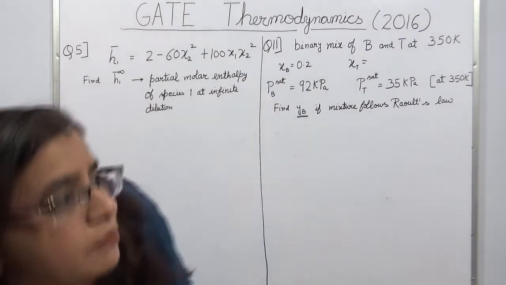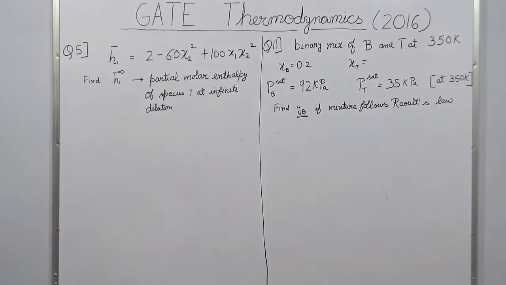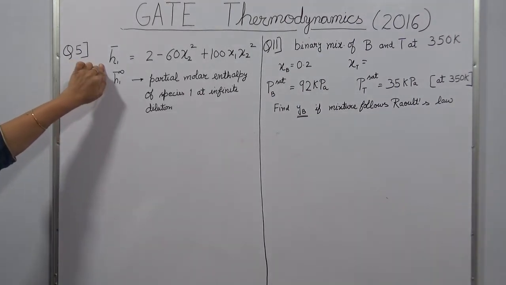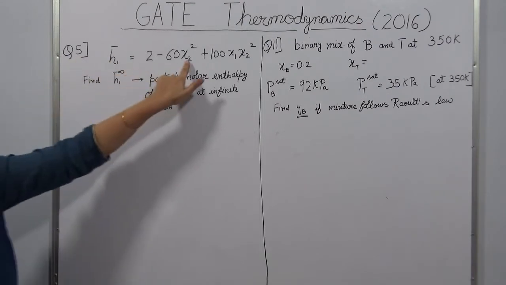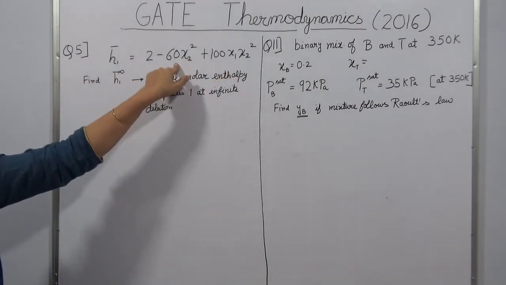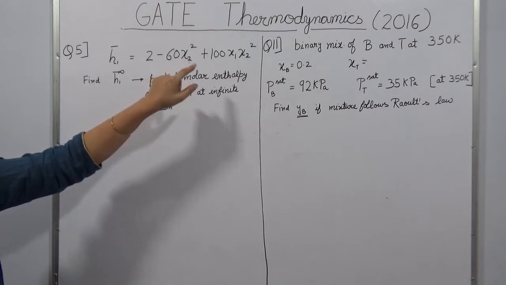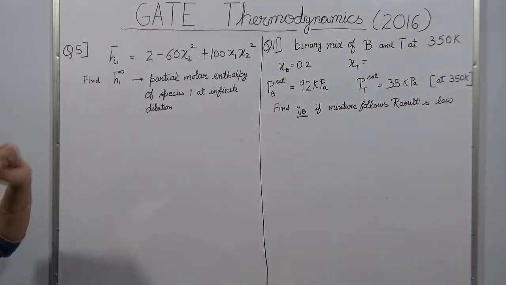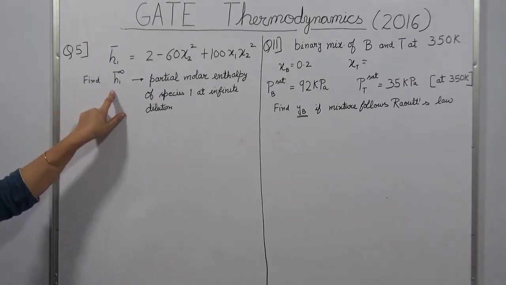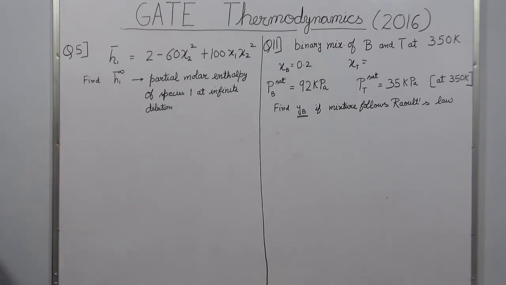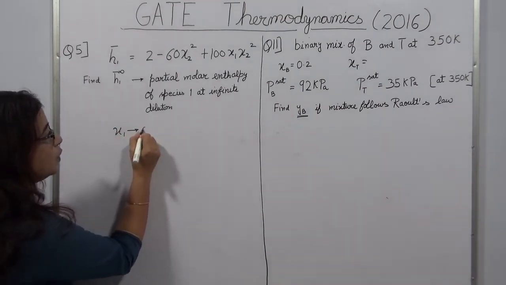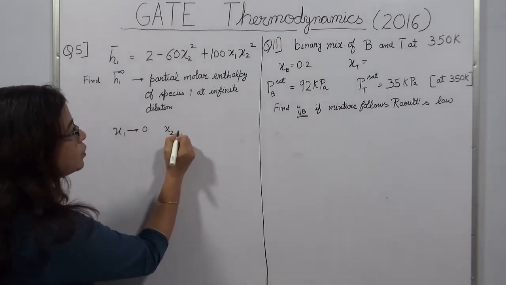So the first problem which I am going to take is question number 5, and it gives you the partial molar enthalpy in kilojoules per mole as a function of x1 and x2. x1 and x2 are nothing but the mole fractions of species 1 and species 2. Now they have asked you to calculate the partial molar enthalpy of species 1 at infinite dilution. So when you say infinite dilution of species 1, what you mean is that your x1 tends to 0 and your x2 tends to 1.